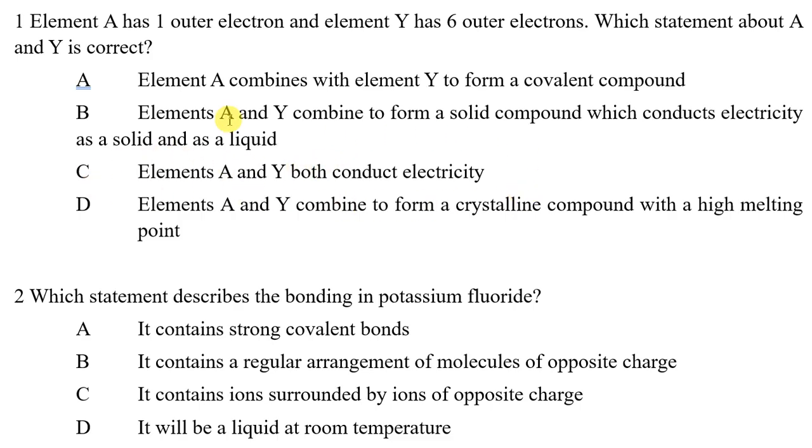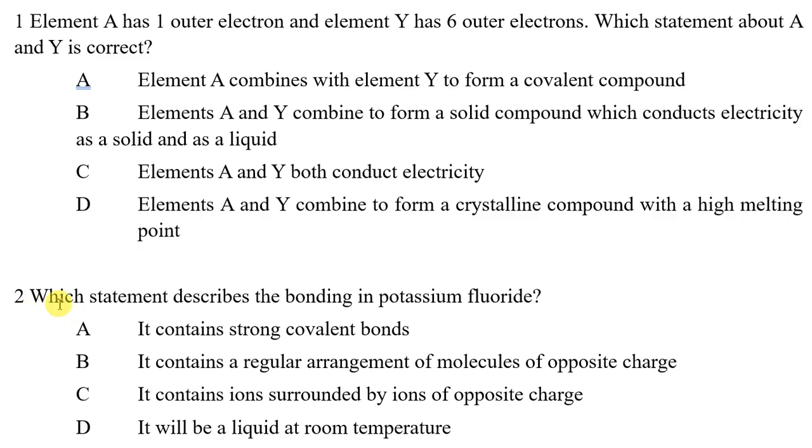Elements A and Y can conduct electricity. Well, metals can. A is a metal. A, yes. Y is a non-metal. No. Last chance. A and Y combine to form a crystalline compound. We know it will be ionic. Atoms of A lose electrons. Atoms of Y gain them. That being the case, ionic, yes, it will form a crystalline compound, and ionic compounds have high melting points.